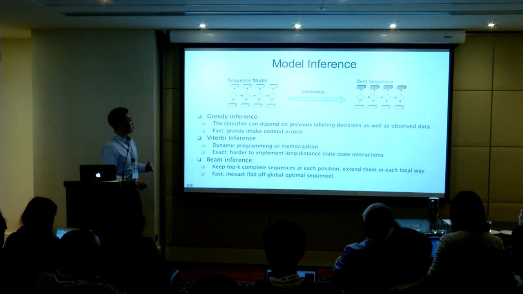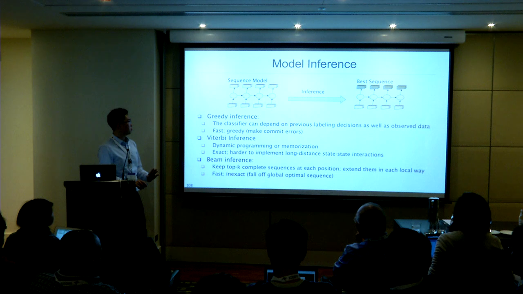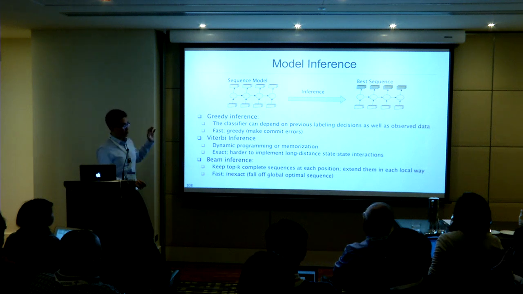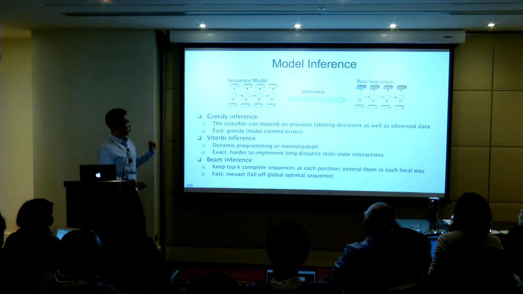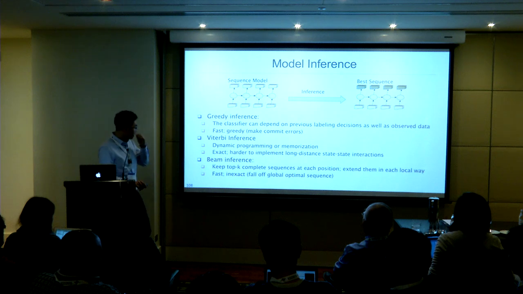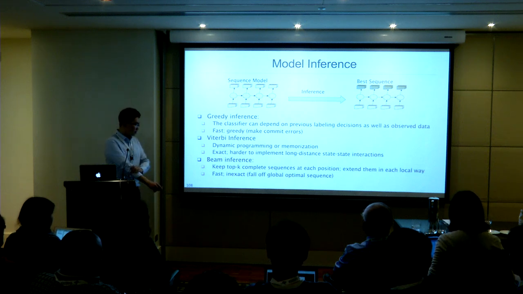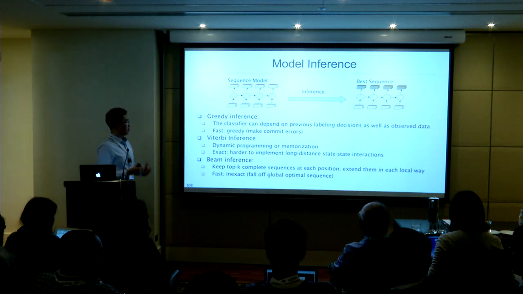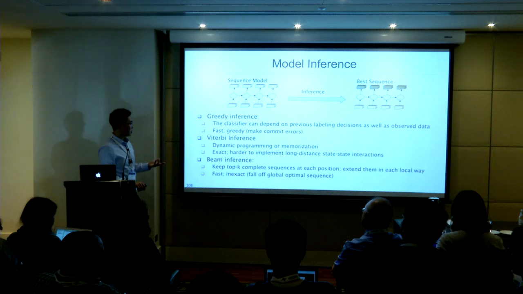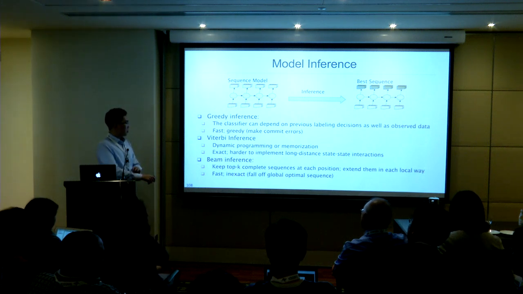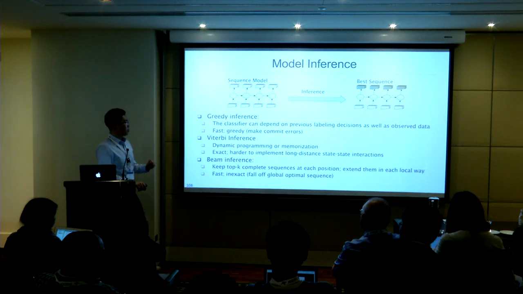So to do inference with the models, there are three different strategies. You can do a totally greedy way, meaning that from the left token to the very end of the sequence, you look at the tokens one by one, and then you make decisions and you never look back. It's pretty fast, but makes committed errors. Viterbi inference, on the other hand, tries to find the globally optimal sequence from the whole bunch of candidate space. It leverages dynamic programming or memoization, so it has the exact solutions, but it's a little bit harder to implement long distance state interactions.